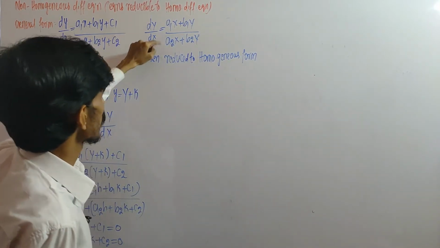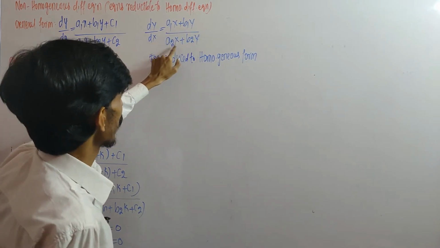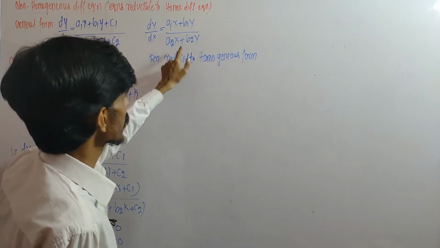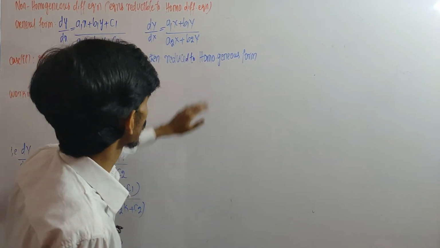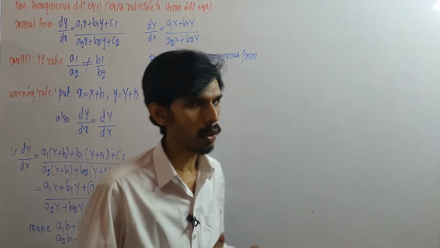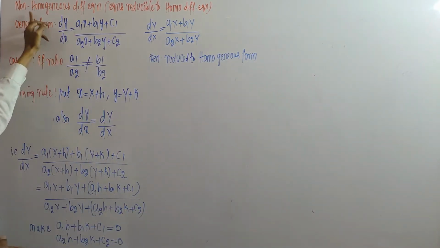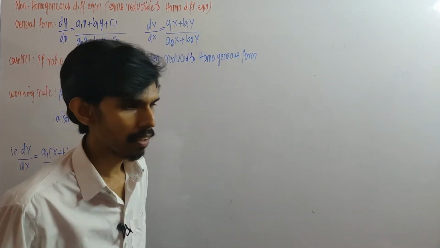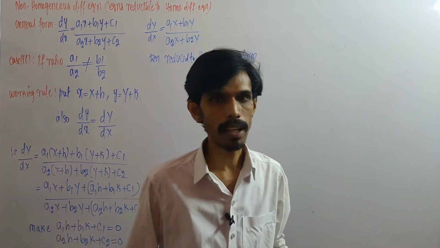Here we have dY by dX equal to a1X plus b1Y by a2X plus b2Y. These two terms will become 0. Now this is reduced to homogeneous equation form. So after this we will apply the homogeneous working rule. That is, non-homogeneous equations are converted to homogeneous differential equations. We will see this concept by a question.